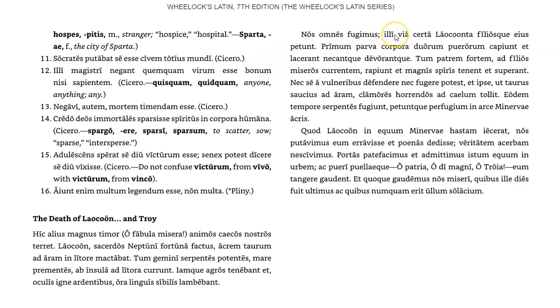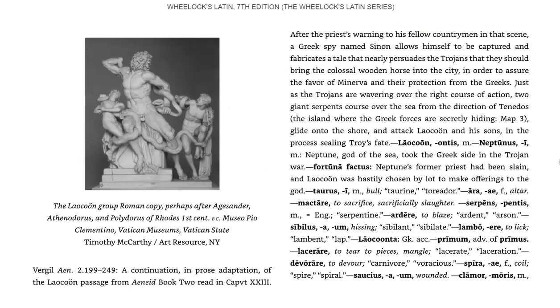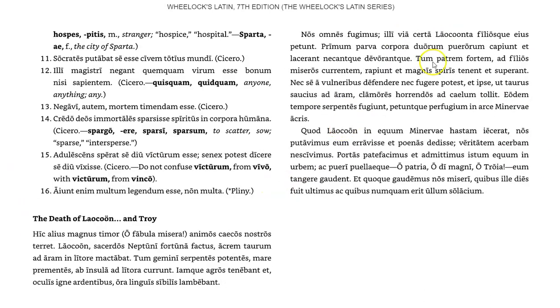So they, so ille, they look for Laocoon's sons, literally on the way, or they seek a way to find Laocoon's sons. Again, you can read about the context for this on the next page. But the snakes are looking for the sons.